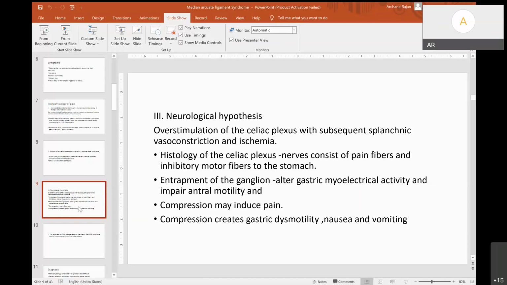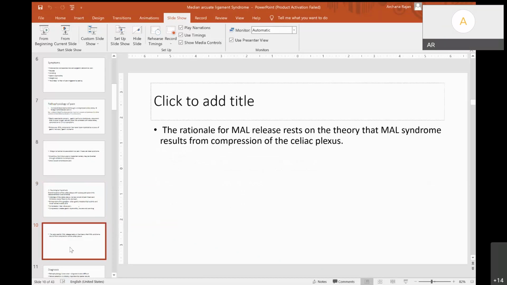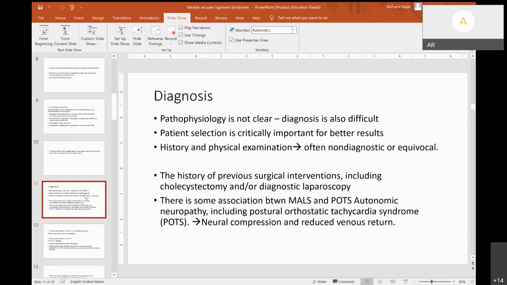The histology of the celiac plexus nerves consists of pain fibers and inhibitory motor fibers to the stomach. So the entrapment of the ganglion and this plexus alters the gastric myoelectrical activity, and it impairs the antral motility. This compression may induce pain, and compression also creates gastric dysmotility, nausea, and vomiting. So the rationale for MAL release rests on this theory that MAL syndrome results from compression of the celiac plexus. Now that is the pathophysiology.